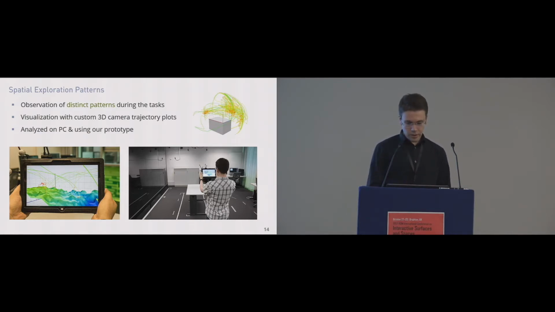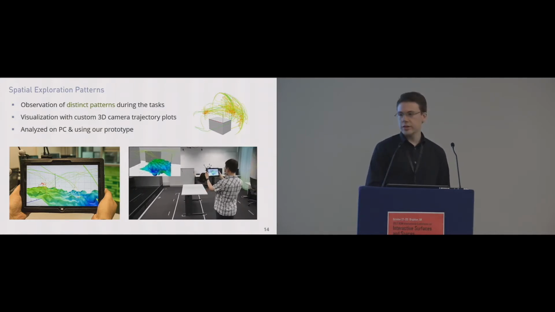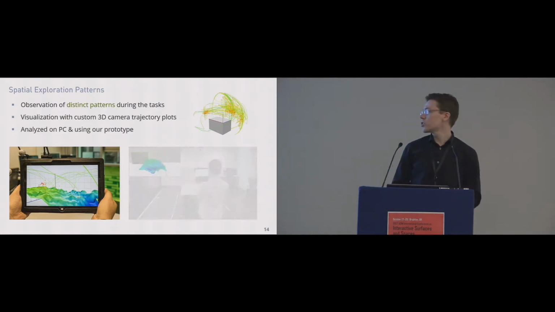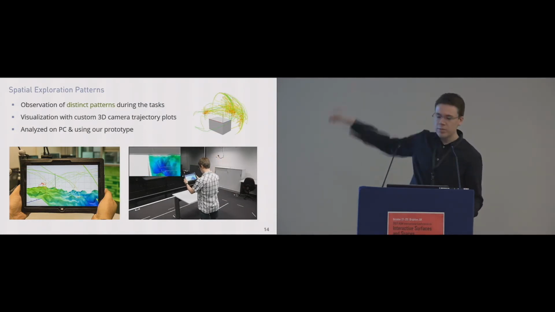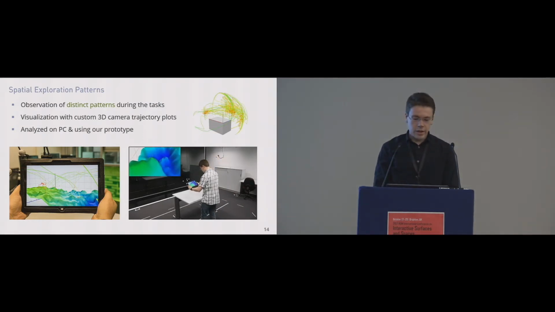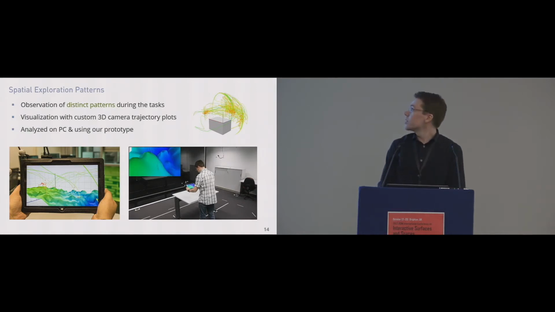So we recreated a custom 3D camera trajectory plot visualization, and I don't know if you can see that in the video because it's rather fine lines, but you can see it maybe in the picture up there or also in the screenshot. Basically, what you can see there is these colored lines showing where the camera was moved during the task, and the color encodes the speed, or the relative speed, I should say, of the device. So red was slow movement or being stationary, while green is faster movement.